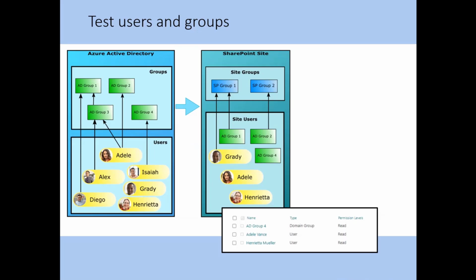Adele, Henrietta, and AD Group 4 have been assigned read permissions on the site directly, causing the creation of their corresponding site users. So note that Alex, Diego, and Isaiah do not have corresponding SharePoint site users. Their only relation to the SharePoint site is through their direct or indirect relationship of AD Group memberships of AD Group 1 and AD Group 4. So let's take a look at how these users and group memberships can be surfaced by the user and group information web parts. Over to the demo.